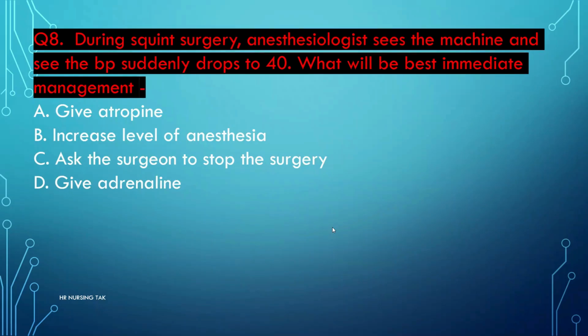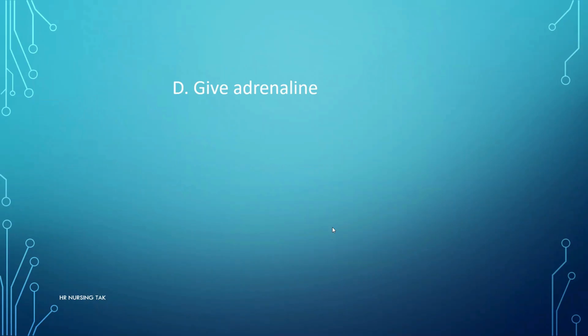Question 8. During squint surgery, the anesthesiologist sees the monitor and sees the BP suddenly drops to 40. What will be the best immediate management? A. Give atropine, B. Increase level of anesthesia, C. Ask the surgeon to stop the surgery, D. Give adrenaline. Correct answer is D. Give adrenaline.